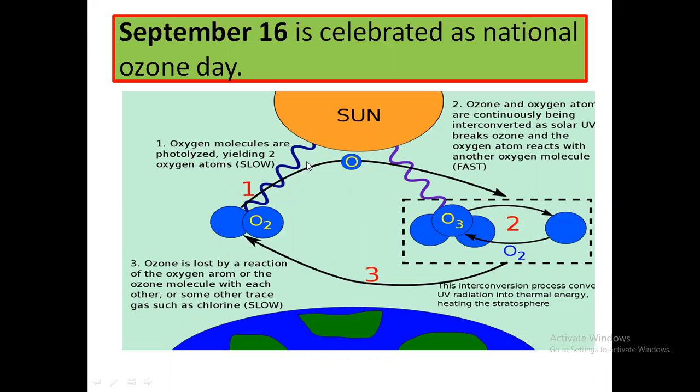Now you can see from this diagram that sun's UV splits oxygen molecules, yielding two oxygen atoms. Then ozone and oxygen atoms are continuously being interconverted, as solar UV breaks ozone and the oxygen atoms react with other oxygen molecules fast. This interconversion process converts UV radiation into thermal energy in the stratosphere. Ozone is lost by a reaction of the oxygen atoms or the ozone molecules with each other or with some other trace gas like chlorine.